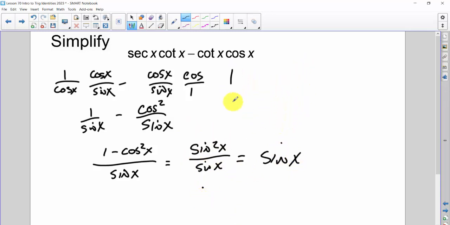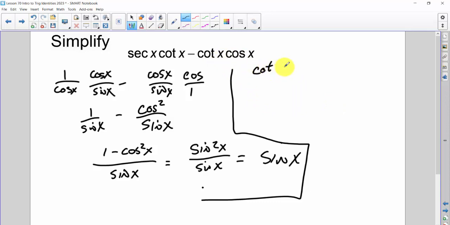The other way, let's see, I can do this. I see a cotangent in common, which is factorable because it's a GCF, and I'm left with secant of x minus cosine of x. Cotangent of x, that's 1 over cosine of x minus cosine of x. I think this is actually a little tougher.